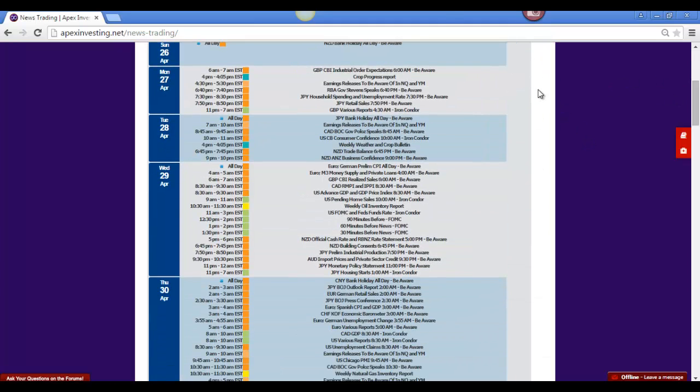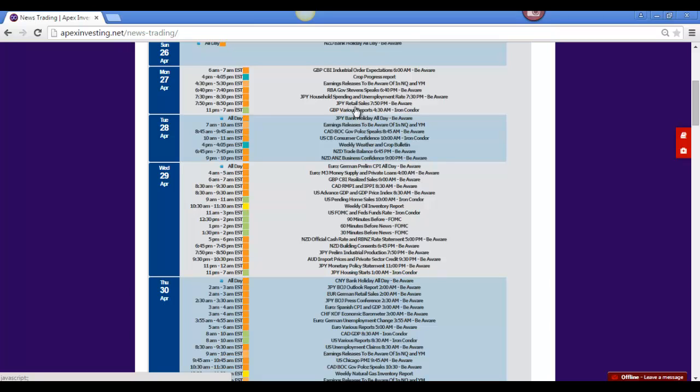For example, here today on Monday, early this morning, GBP, which is the Great Britain pound, had their CBI industrial order expectation this morning, just kind of be aware of that. Tonight, right now, JPY, the Japanese household spending and unemployment rate, come out. Here in a little bit, the JPY retail sales later on. If you were to look at some of these other websites, you'll just see all these little announcements everywhere left and right. These are the ones that are letting you know what's important, what to be aware of, okay?